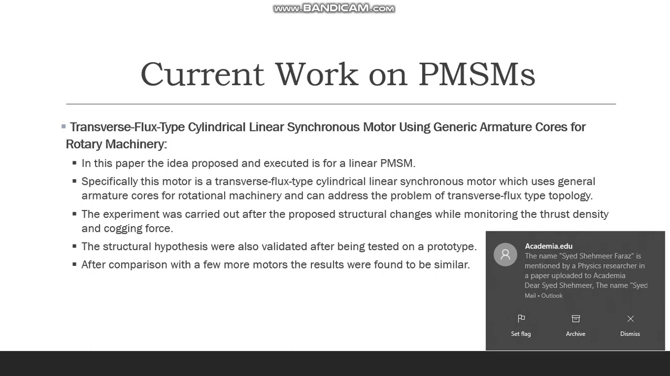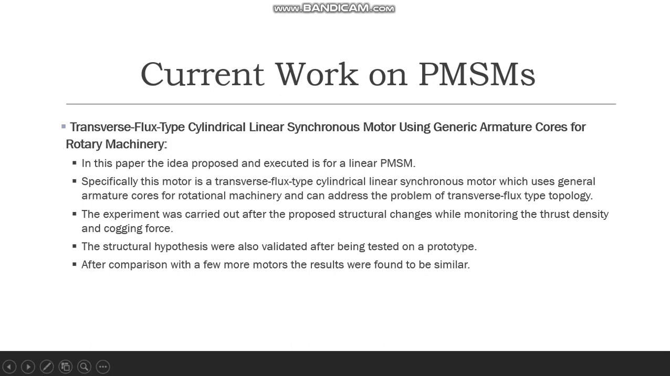Moving on to the last application, transverse flux type cylindrical synchronous motor using generic armature cores for rotary machinery. In this paper, the idea proposed and executed is for a linear PMSM. Thus, they are combining a linear motor and a permanent magnet motor. Specifically, this motor is the transverse flux type cylindrical linear synchronous motor, which uses armature control for rotational machinery, and it is mainly used to address the problems related to transverse flux topology.